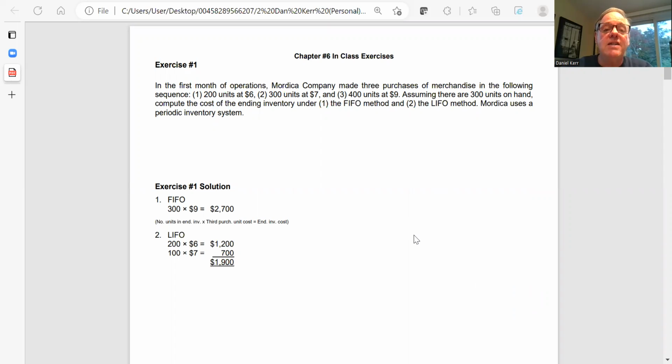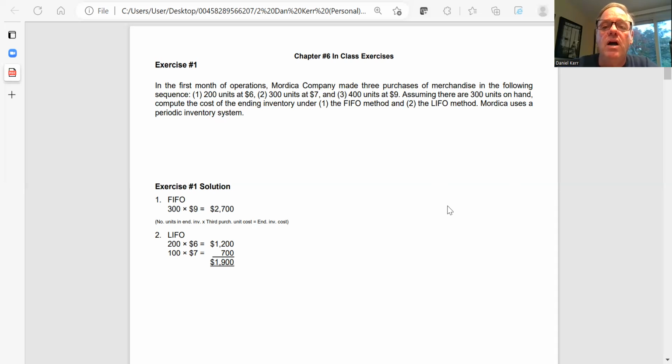So the first question has to do with inventory, and we have a company that made three purchases. The company uses a periodic system, and they've asked us to value the ending inventory under both the FIFO method and the LIFO method. Now, we've already established in our discussion of cost flow assumptions that if prices are changing, FIFO and LIFO will give you different answers. So the focus here is to come up with the ending inventory.